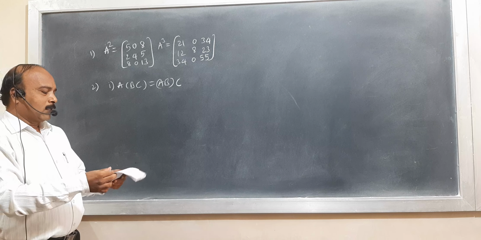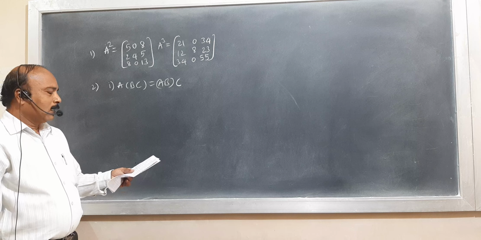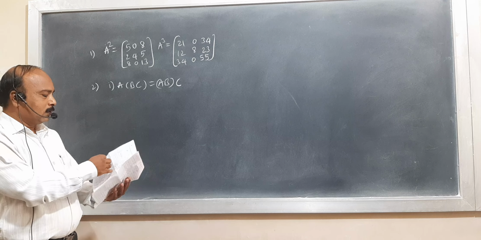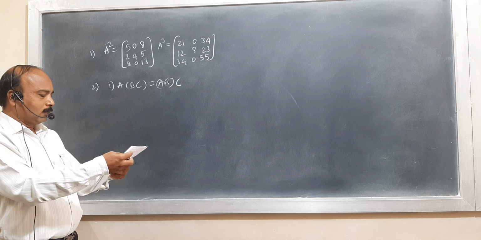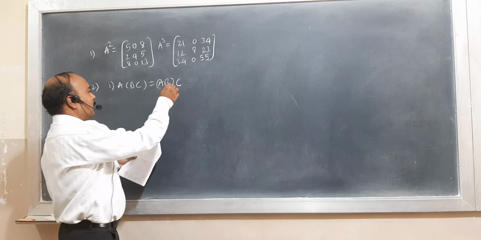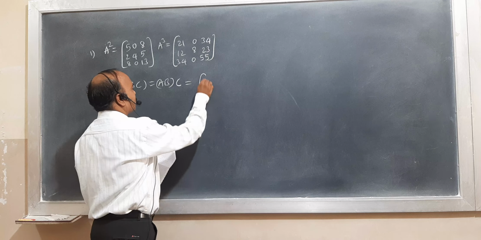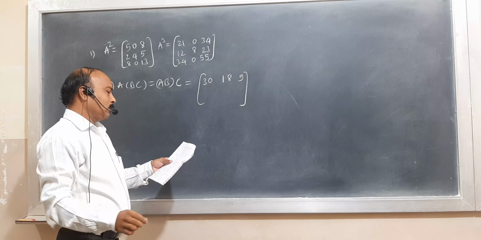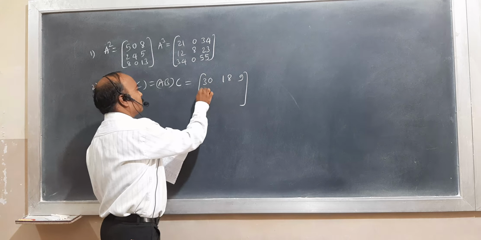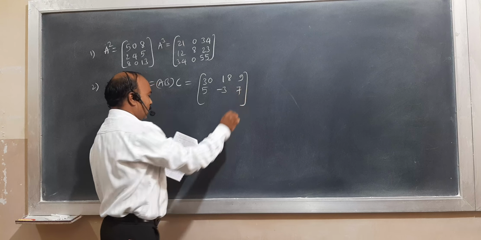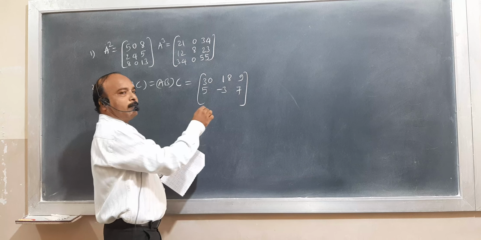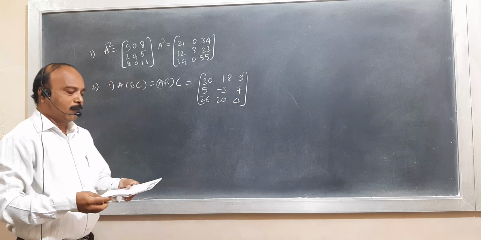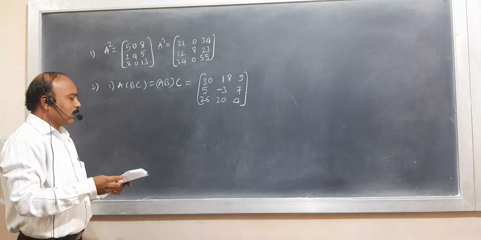It is the first result under the second question. Now the answer for this is 30, 18, 9. Second row 5, minus 3, 7. And third row is 26, 24. So this is the verification of A into BC and AB into C.